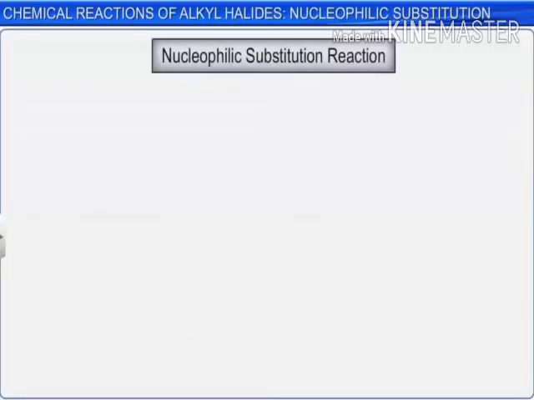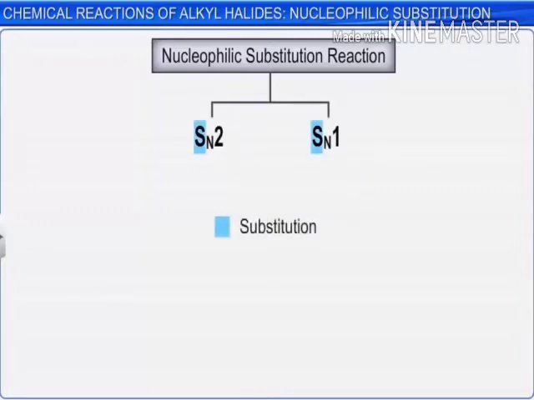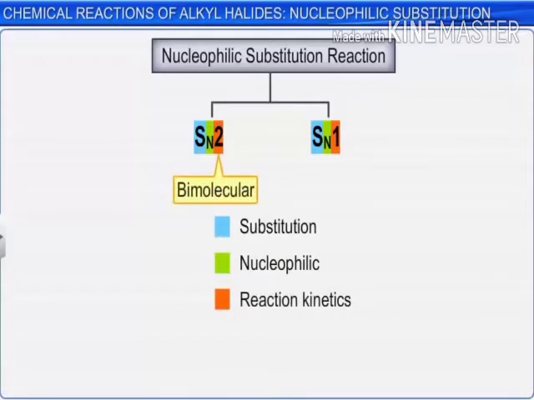Depending upon the mechanism or the reaction conditions, nucleophilic substitution reactions can be classified as Sn1 or Sn2 reactions. The S is for substitution and the N is for nucleophilic. Since these reactions are initiated by the nucleophile, the number gives information on the reaction kinetics, 2 for bimolecular and 1 for unimolecular.